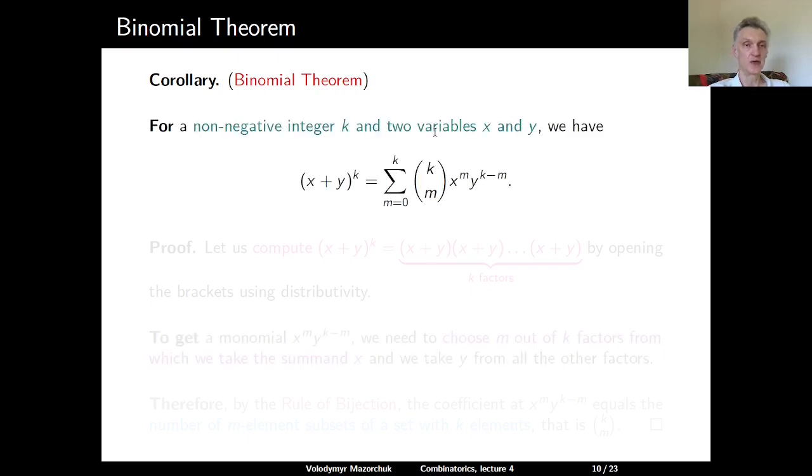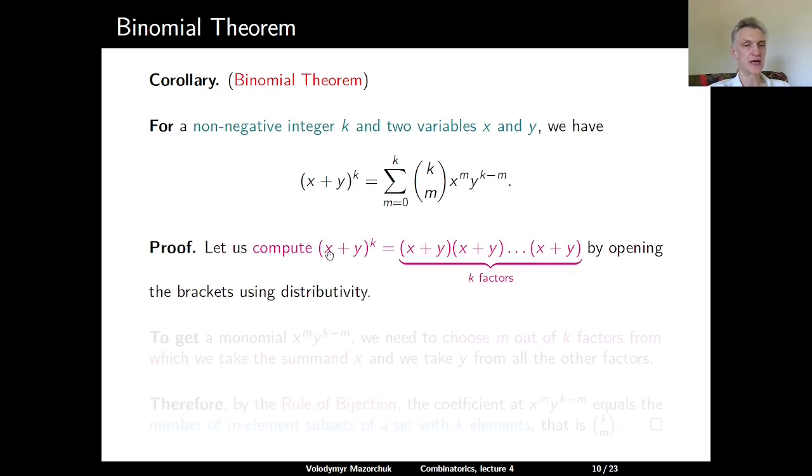So for a non-negative integer k and two variables x and y, we have that (x + y)^k can be written as a sum over all m from 0 to k of the coefficient k choose m times the monomial x^m y^(k-m).